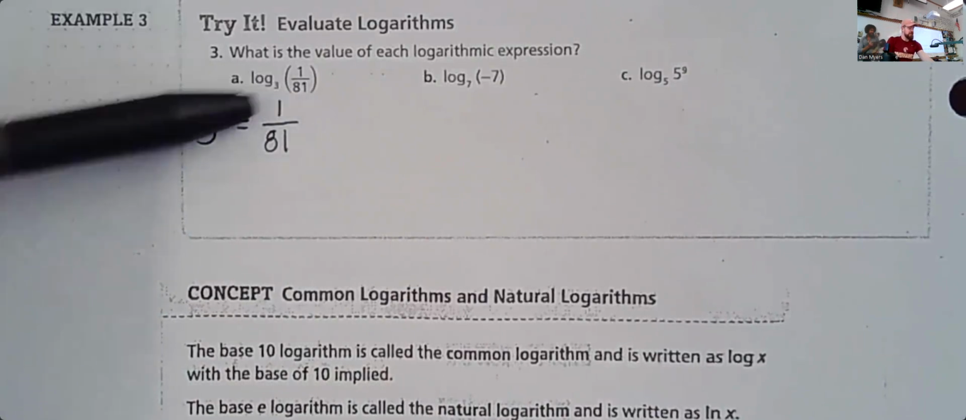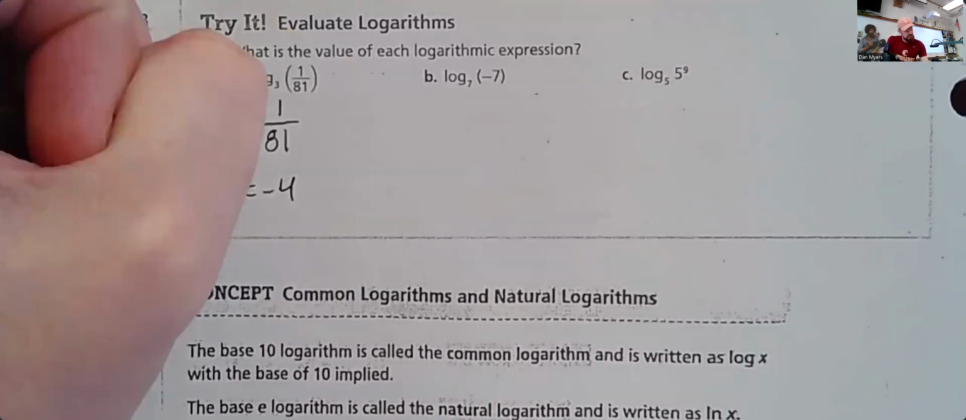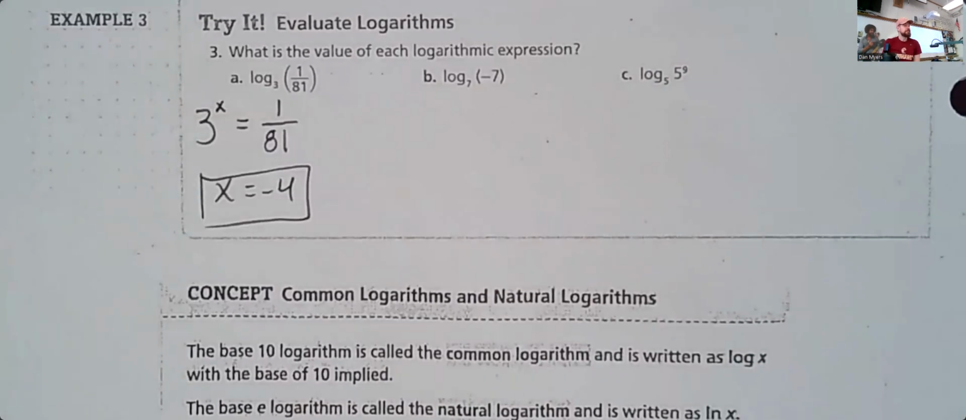So 3 to the what power equals 1 over 81? -4, yeah. Because -4 creates the fraction. It doesn't create a negative number. Negative exponents do not make negative numbers. Negative exponents make fractions. It means division.